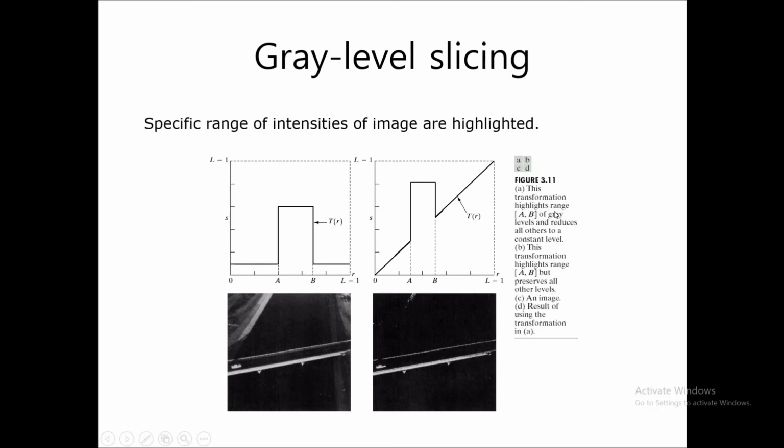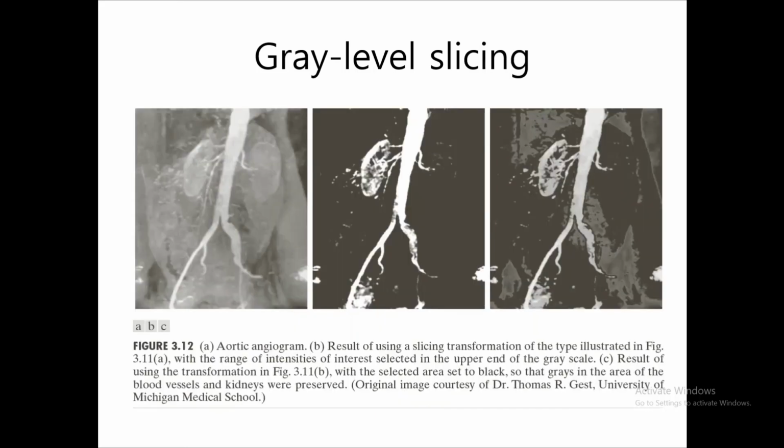This transformation highlights the range A, B of the gray levels and reduces all other levels to 0. Another figure shows a transformation that highlights the range but preserves all other levels. Here, in the aortic image, this also performs the same as in the previous one. And this is all for intensity transformation.